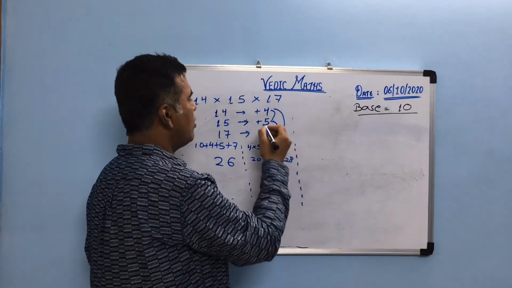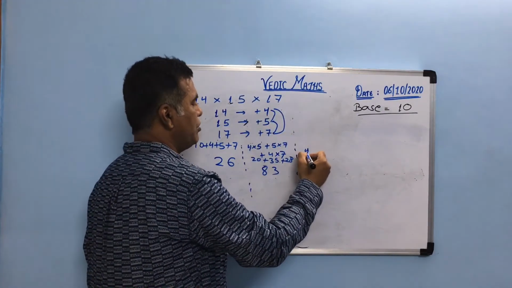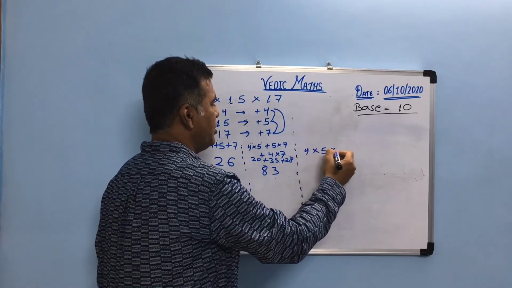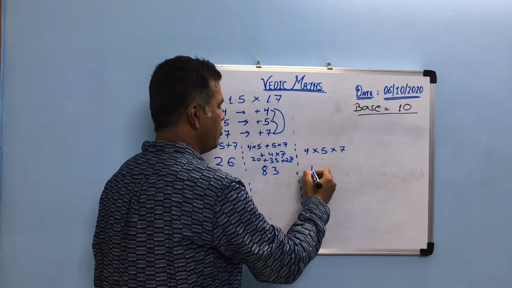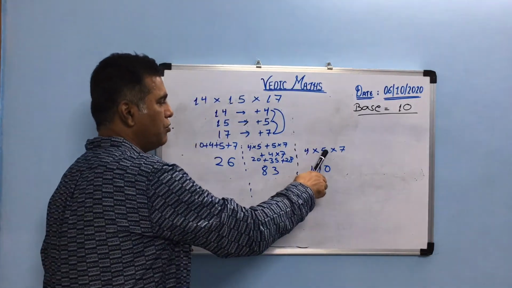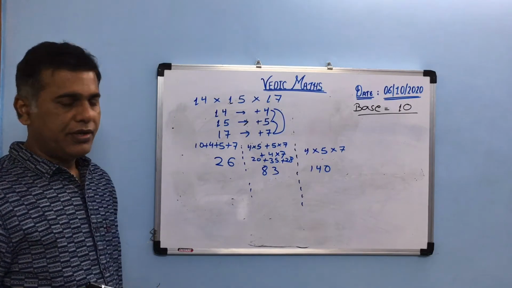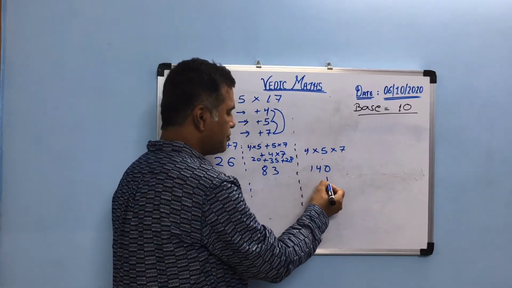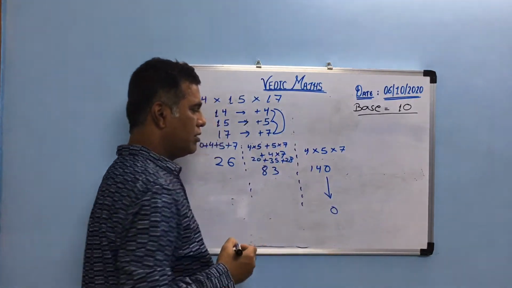And in the third column, what will we do? Simply we will multiply the three differences. That means 4 into 5 into 7. 4 into 5, 20. 20 into 7, 140. So now what will we do? Only one digit we will bring down.